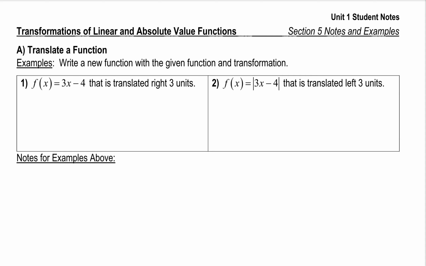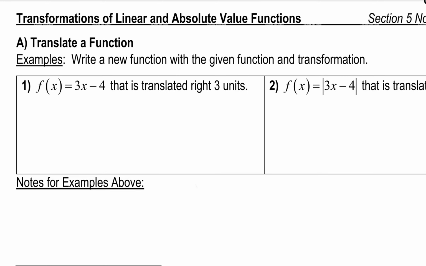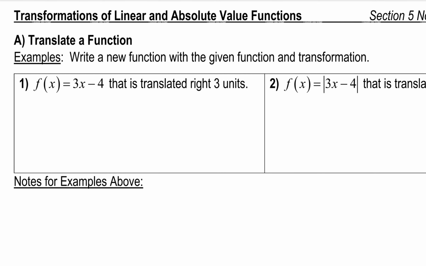Today we're going to do Unit 1, Section 5, Transformations of Linear and Absolute Value Functions. So here we're going to be a lot more specific on actual transformations. I've split this into different sections so we can focus on one at a time. The first section is translate a function. Of course, translate is left, right, up, and down.